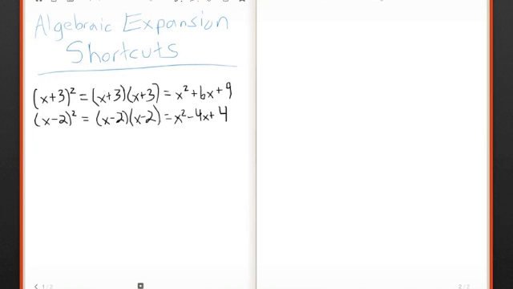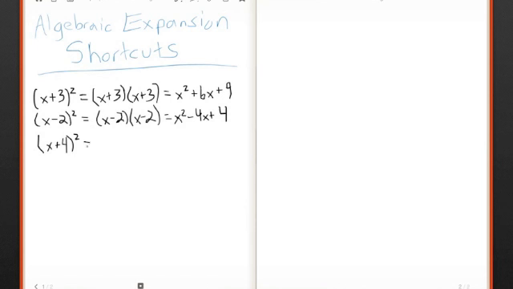So we can always do it that way, but there is a shortcut here that you may have noticed. Because these two numbers are the same, when we expand, because it's squared, there is a pattern we can use. If you look here, x plus 3 squared, we always start with an x squared. Then the number in front of the x is 2 times this number here. So it went from 3 to 6, negative 2 to negative 4. And then the last number by itself is this number squared.